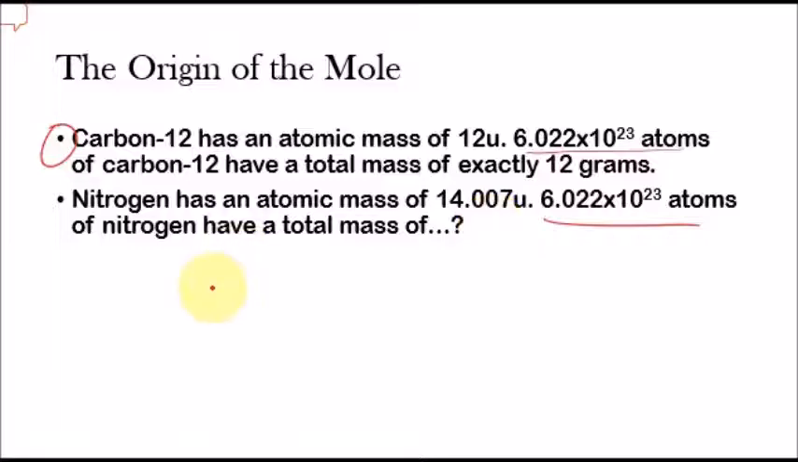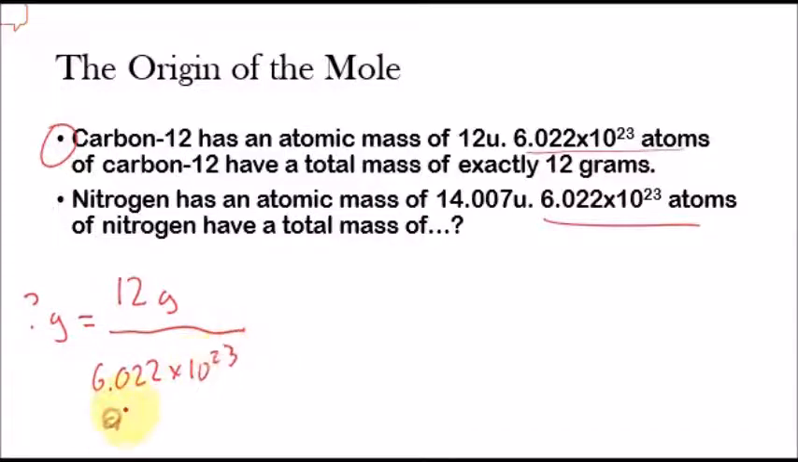So we're looking for grams, and we're given that 12 grams of carbon is equivalent to 6.022 times 10 to the 23rd atoms of carbon. By the way, I'm just going to say C for carbon-12. 6.022 times 10 to the 23rd atoms of carbon-12 has a mass of exactly 12 grams, and we got that information from this first bullet point here. Now from here, we can keep moving on.